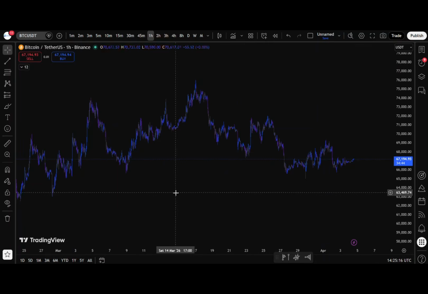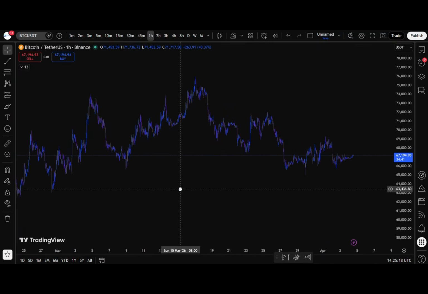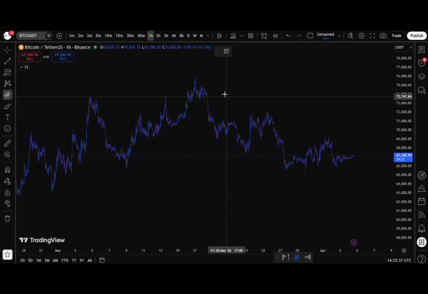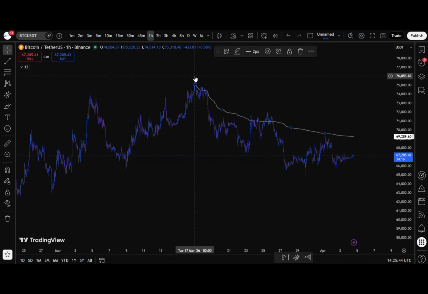In this video, we're going to cover volume profile, some of the key levels, but more importantly, anchored VWAPs. So if we go over to this here in your forecasting section of TradingView, anchored VWAP, we're going to anchor the highest point of this month, well, last month, which is sitting at 76.